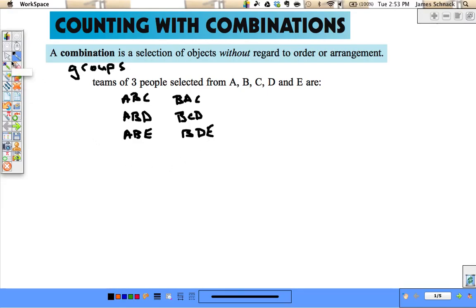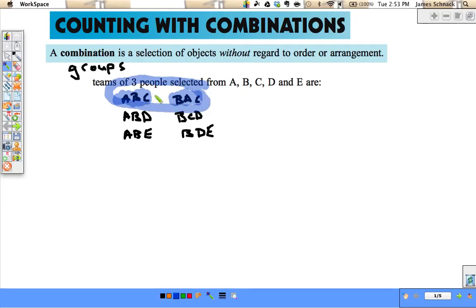And one thing that I want to point out here is I'm not going to list all these out, but BAC and ABC are two different orders. They're different permutations. However, they are the same group of 3 people. So when we talk about combinations, we talk about these 2 groups as being the same. And there's going to be a lot of different repeated groups when we write out all the orders.